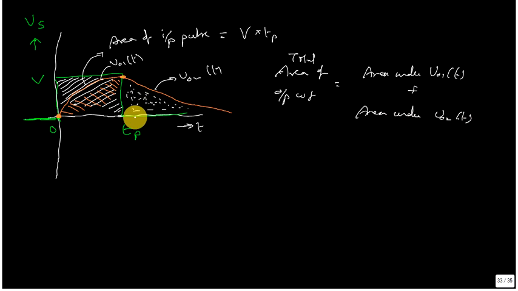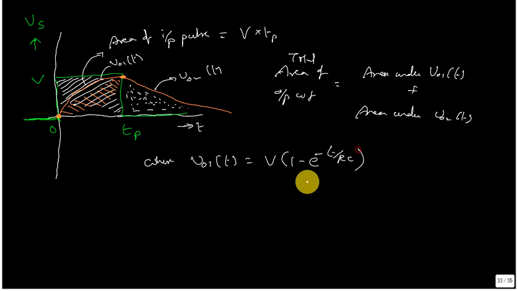So the area under V01 of t, where the equation of V01 of t is V into 1 minus e power minus t by RC, and V02 of t is equal to Vp into e power minus of (t minus Tp) by RC. These are the equations to be substituted. Already we have derived these equations for a pulse input.